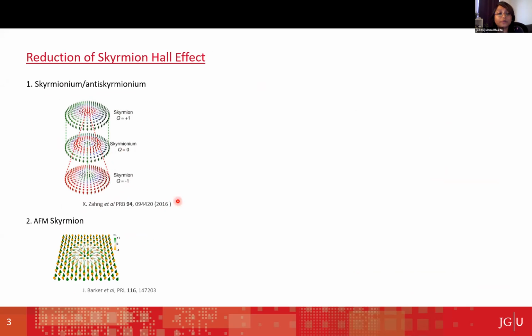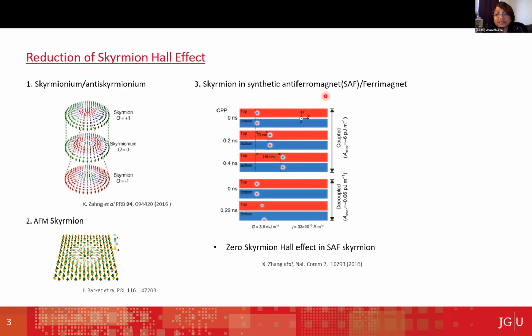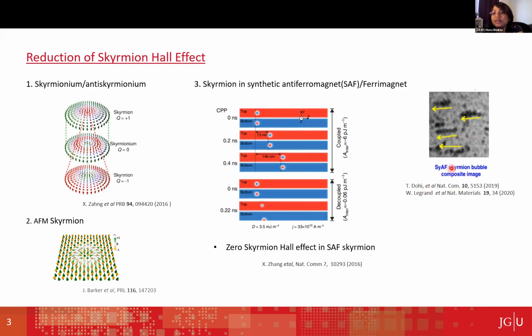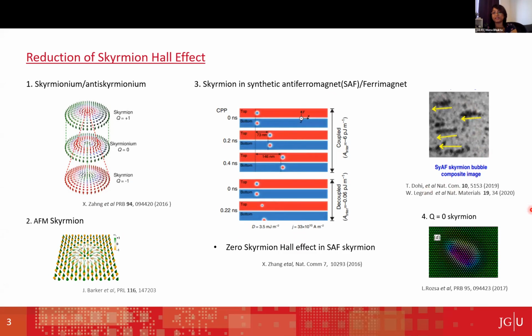In this work, we follow two approaches to reduce the skyrmion Hall angle. One is skyrmions in a synthetic antiferromagnet or skyrmions in a ferrimagnet. It has been shown using micromagnetic simulations that the skyrmions should have zero skyrmion Hall angle if they are coupled by RKKY interactions and move as composite structures. Also, recent experiments have shown that skyrmion bubbles also move without any skyrmion Hall angle. Another solution to reduce the skyrmion Hall angle would be Q equal to 0 skyrmions in a frustrated ferromagnet.